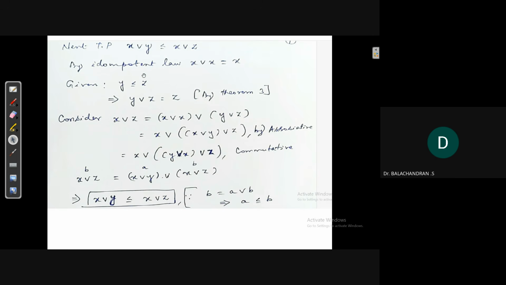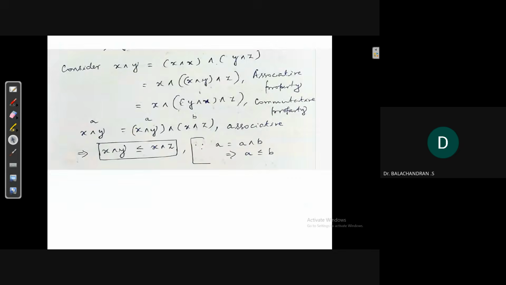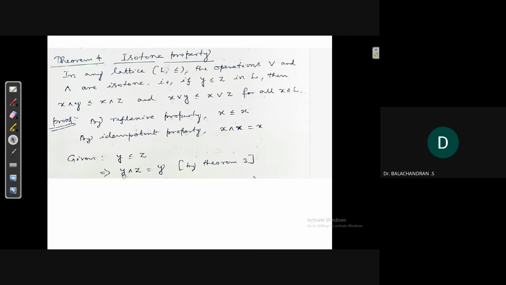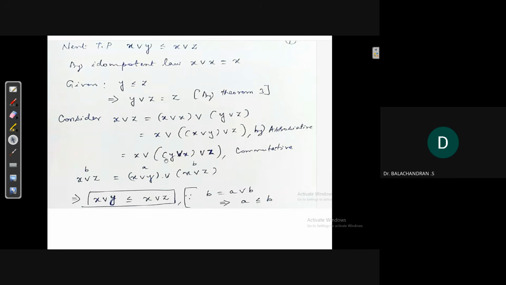So next, this is given the statement y less than or equal to z. So which one is bigger? z is bigger. If it is or, what? y or z means z. In the previous case, y and z I used, so here the smallest one will come. Here in y or z the biggest one will come. Again, this is by the previous theorem.